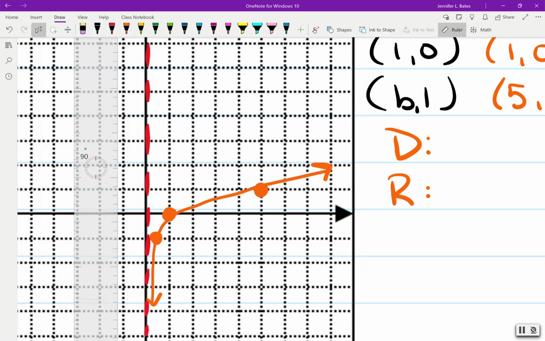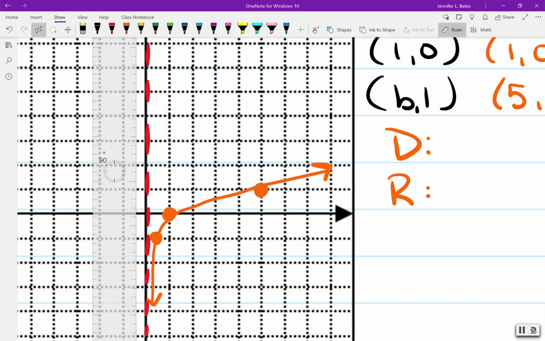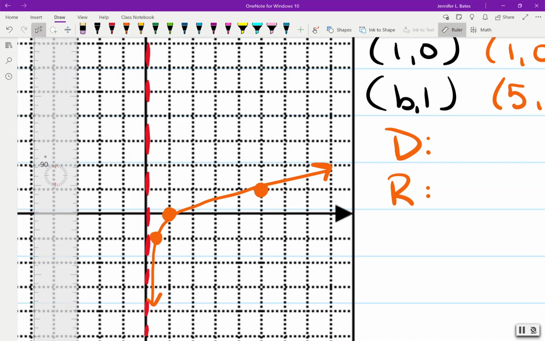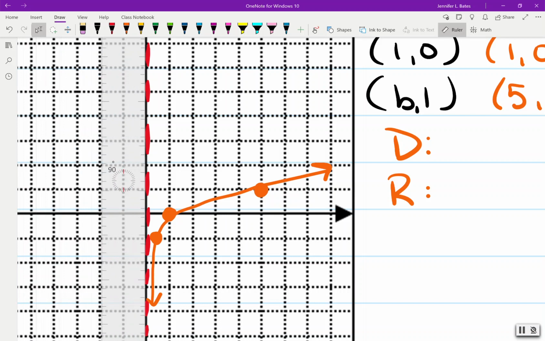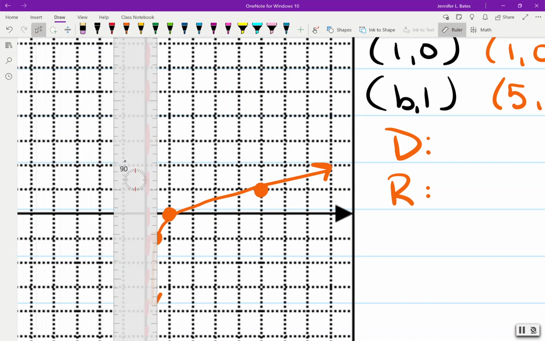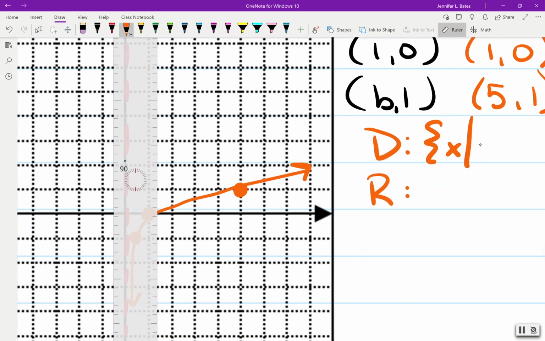So when x is less than 0, or over here on the left, my ruler or my pen doesn't touch at all. How about right at 0? No, because that's where the asymptote is. How about right beyond 0? Yes, so I know that my domain is x values such that x is greater than 0.